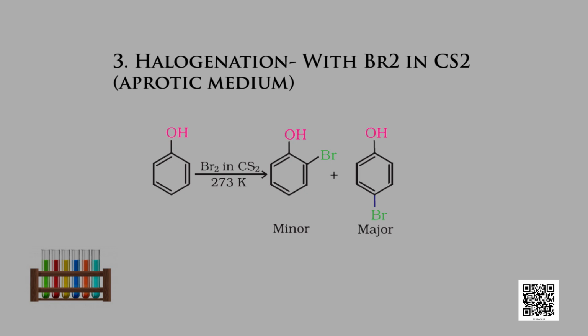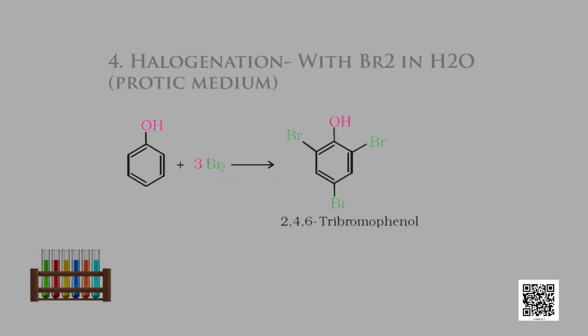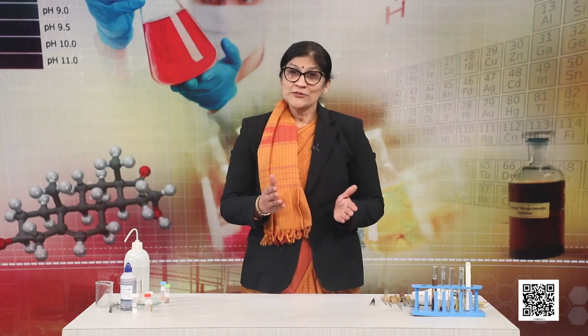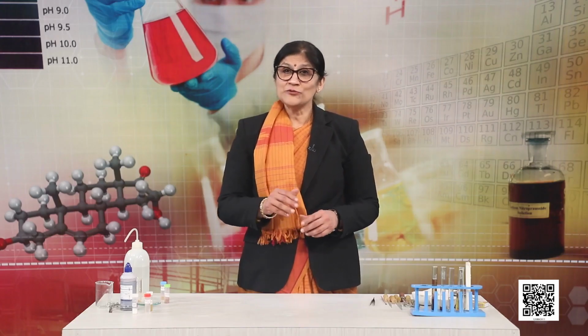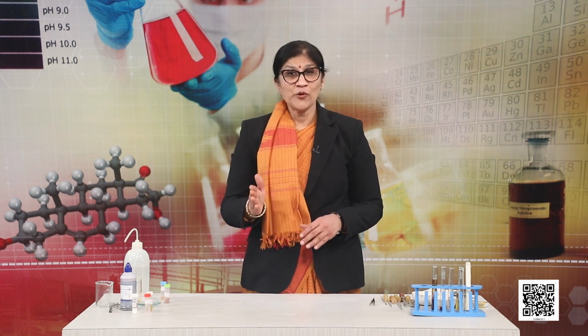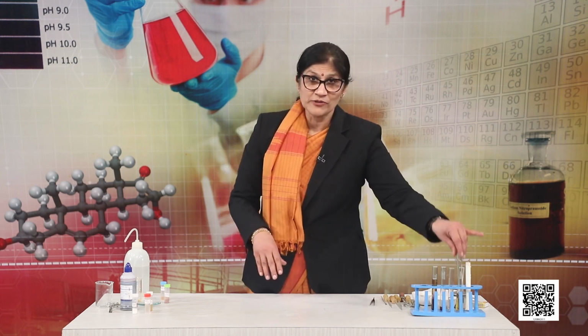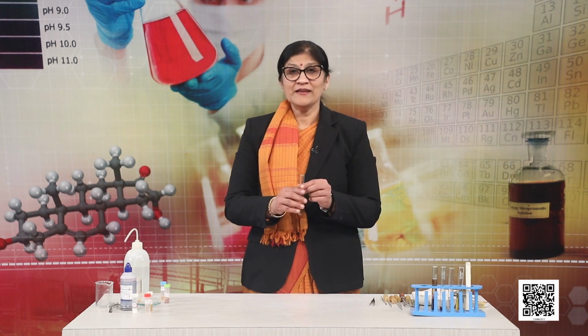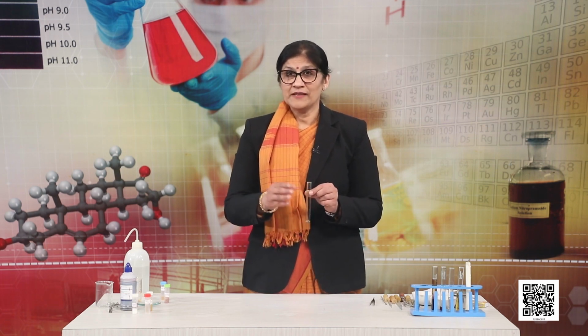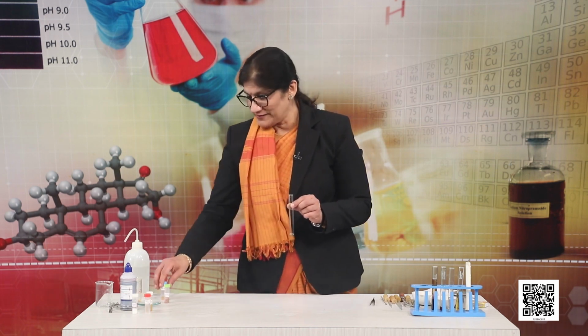Para-bromo product is major. But when phenols are treated with bromine water, 2,4,6-tribromophenol is formed as a white precipitate. So, dear learners, this 2,4,6-tribromo derivative of phenol can also be prepared very easily in the lab. Let us do it here.